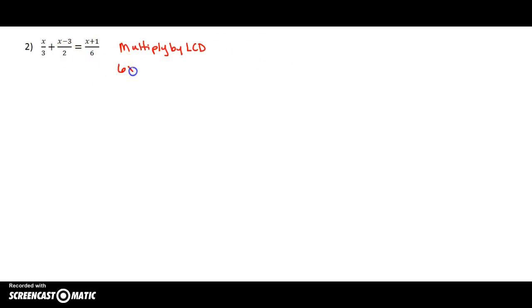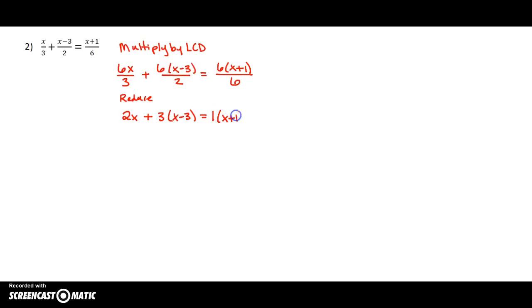If I multiply the first term by 6, it would be 6x over 3. If I multiply the second by 6, it would be 6 times x minus 3 over 2. And if I multiply the third by 6, I have 6 times x minus 1 over 6. Then your second step is to reduce or cancel. 6 divided by 3 leaves you with 2x. 6 divided by 2 leaves you with 3x minus 3. And 6 divided by 6 leaves you with 1 times x plus 1.